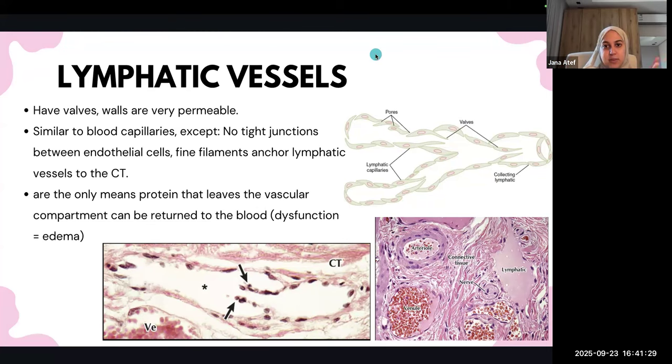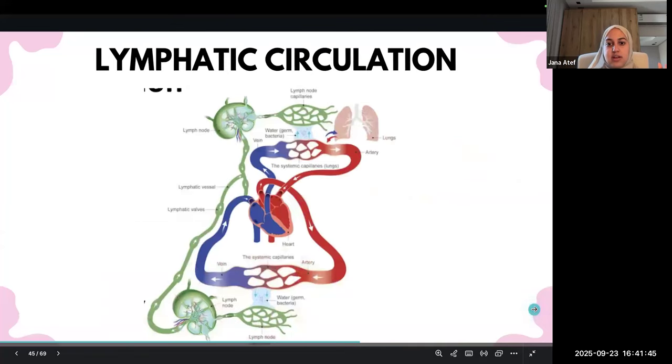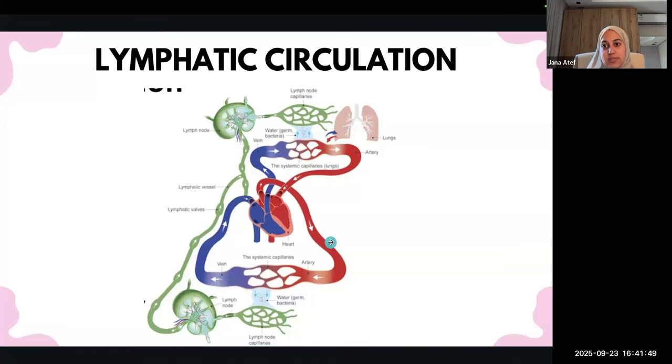Do you guys understand this? As a summary, lymphatic vessels have valves. They're the only ones that transport proteins. The difference between them and a capillary is that they don't have tight junctions, and their function is to transfer interstitial fluid. Now, this is the lymphatic circulation. Again, it's what we said: we have our normal blood circulation, okay?